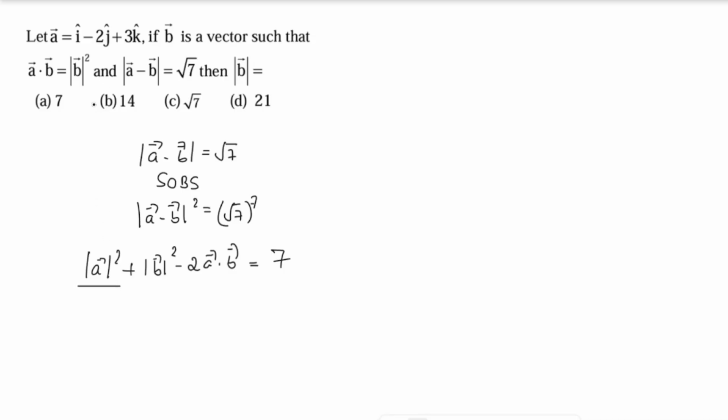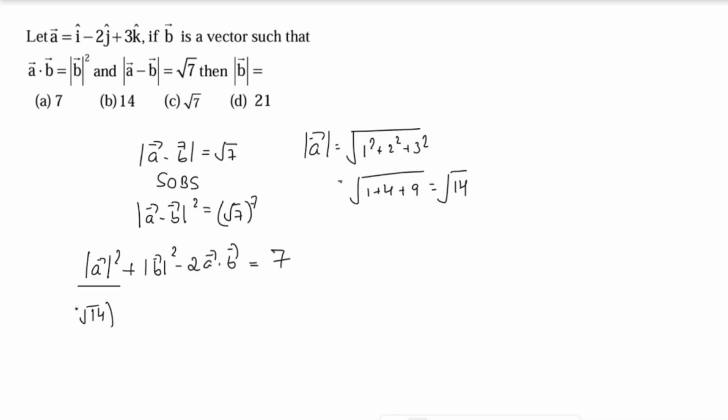So vector A is given, so we'll find out the magnitude of vector A. You all know how to find the magnitude of vector A. It is 1 square plus 2 square plus 3 square. Minus doesn't matter there, so it is square root of 1 plus 4 plus 9, which is root 14. So magnitude of A the whole square becomes root 14 the whole square plus magnitude of B square minus one more thing, A dot B they have given, it is magnitude of B the whole square.